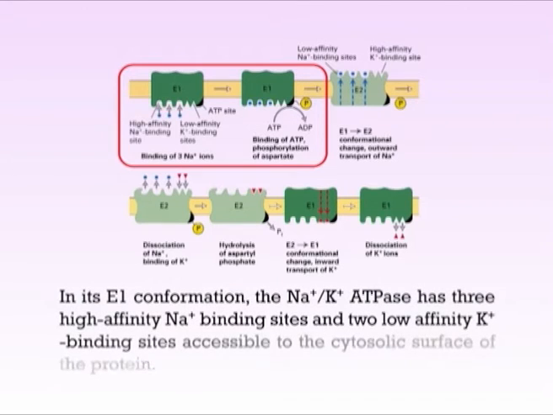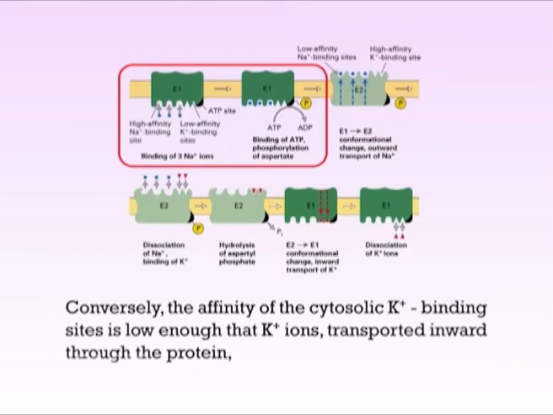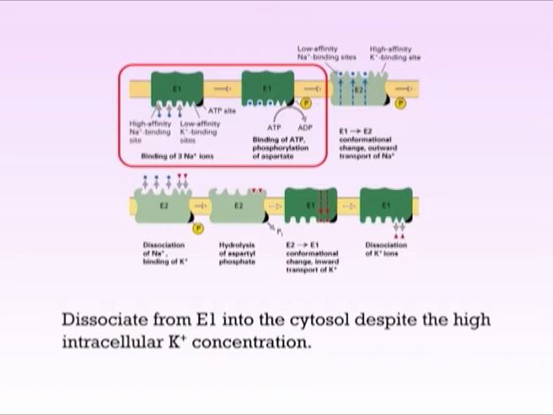In its E1 conformation, the sodium-potassium ATPase has 3 high-affinity sodium binding sites and 2 low affinity potassium binding sites accessible to the cytosolic surface of the protein. Sodium ions normally will fully occupy these sites. Conversely, the affinity of the cytosolic potassium binding sites is low enough that the potassium ions transported inward through the protein dissociate from E1 into the cytosol despite the high intracellular potassium concentration.